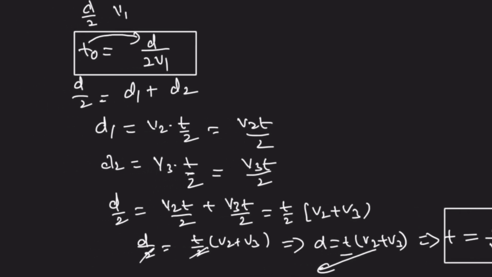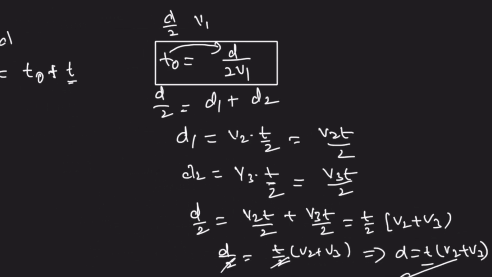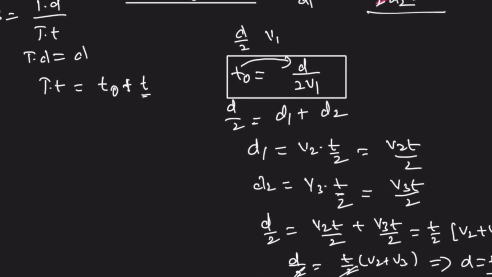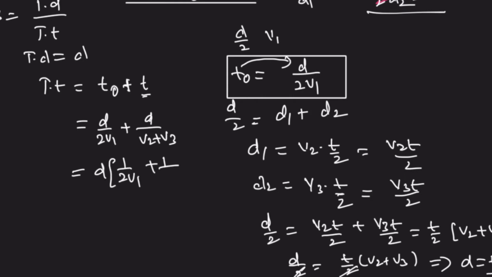So the total time is t naught plus t. What is t naught? d by 2v1. What is t? d by v2 plus v3. In both terms d is common, then we get d into 1 by 2v1 plus 1 by v2 plus v3.